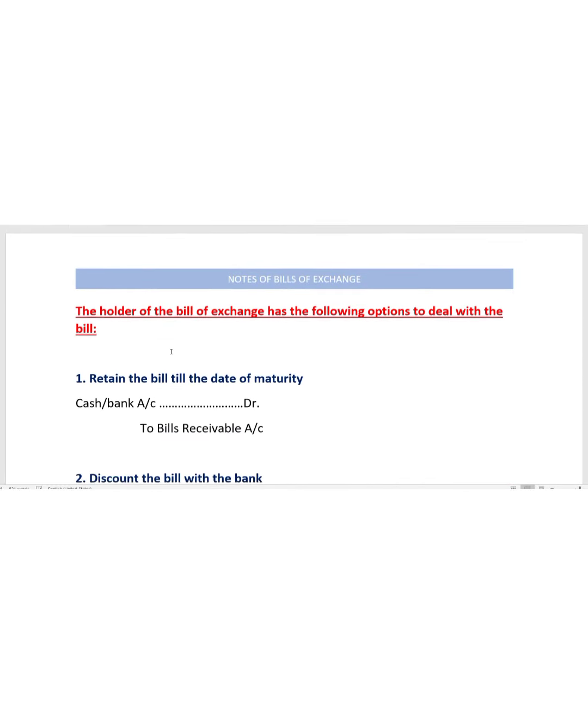Next, on maturity, meaning on the due date, what entry? The drawee has to pay the money on the due date to the seller. So what will be the entry? Bills payable account debit to cash or bank, whichever mode you are using. Bills payable account debit, as the liability is decreasing. Bills payable account debit to cash or bank on the due date. This entry will be passed at the time of maturity in the books of the drawee.